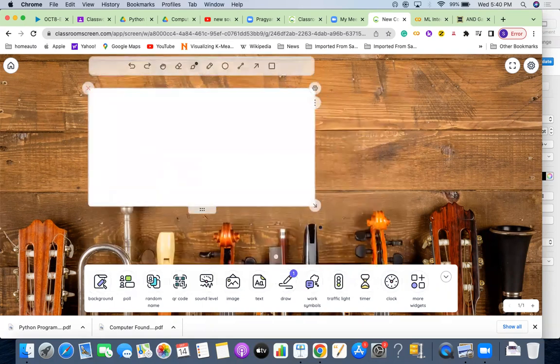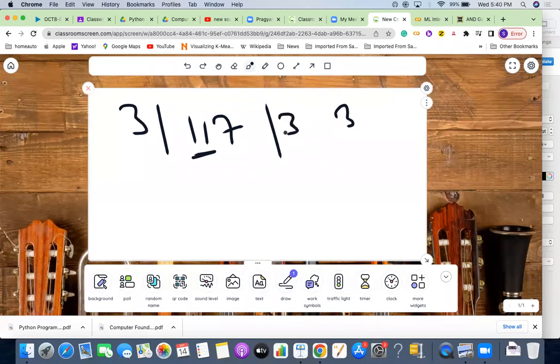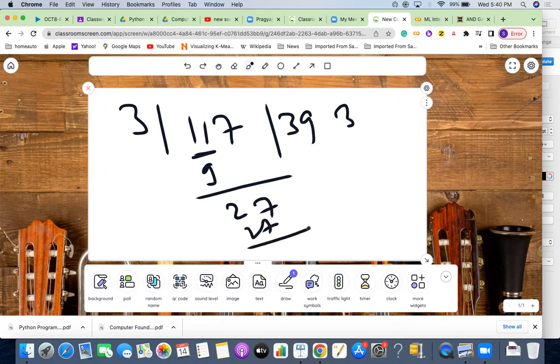117 by 3. So how should I do this? First I should divide this, correct? 3 ones are 3, 3 twos are 6, 3 threes are 9. So this is a 3. So this is a 9. Now 3 nines are 27. So what is the remainder? Remainder is 0. So 117 modulus 3, the result will be 0 because the remainder is 0.